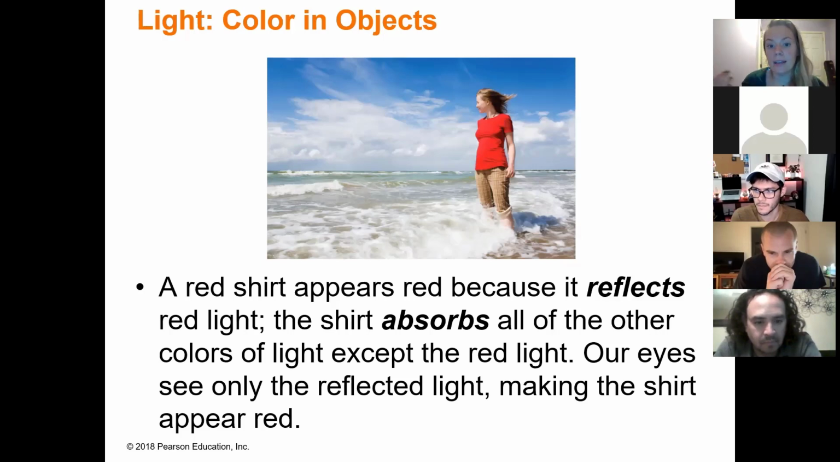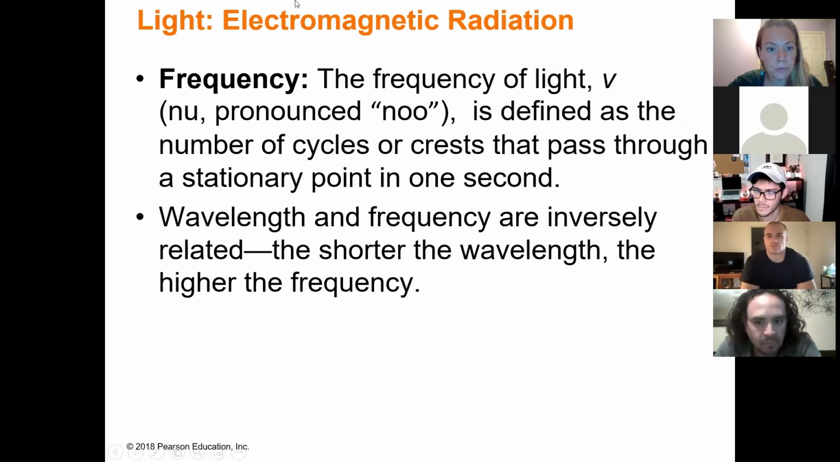If you looked at something that was green, it is absorbing all the colors and reflecting green back at you. So our eyes are really only seeing the reflected light. All the rest of it's being absorbed.